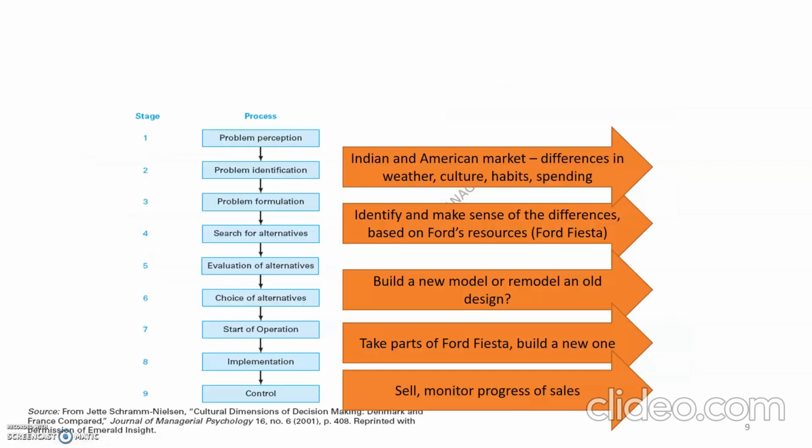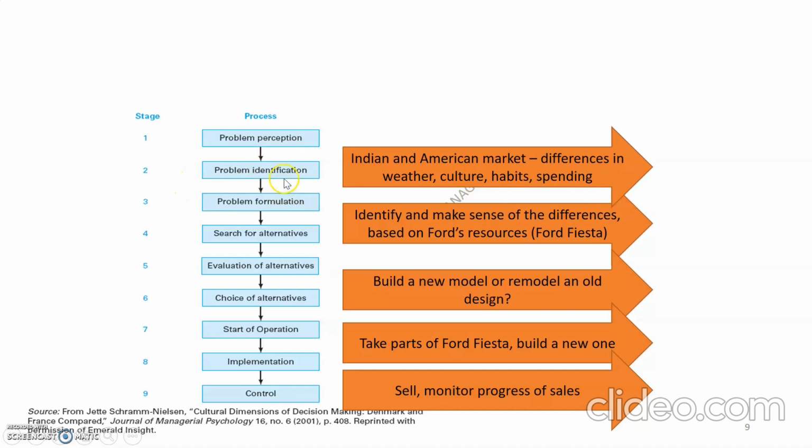So we look into it one by one. What is the problem perception here? The Indian and American markets are different. So when they identified the problem, they also identified that there are differences in weather, differences in culture, habits, and also spending.